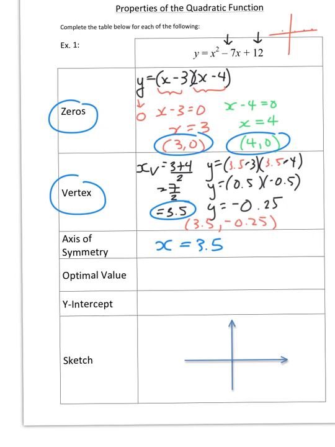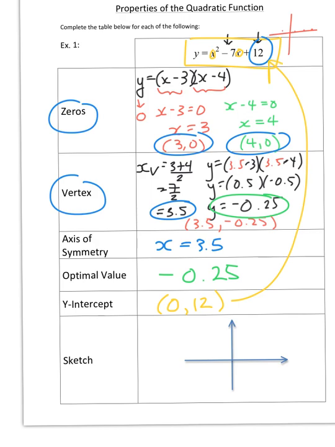The optimal value is the y-coordinate of the vertex, so negative 0.25. That's the lowest it's going to go. The y-intercept, if we look back up to the top, y-intercept is when x equals 0. So if I look up here to this equation and I plug zeros in for the x's, I end up with my positive 12 left over at the end. 0 squared minus 7 times 0 plus 12. So my y-intercept is going to be at when x is 0, y is 12. So that comes right out of the original equation.